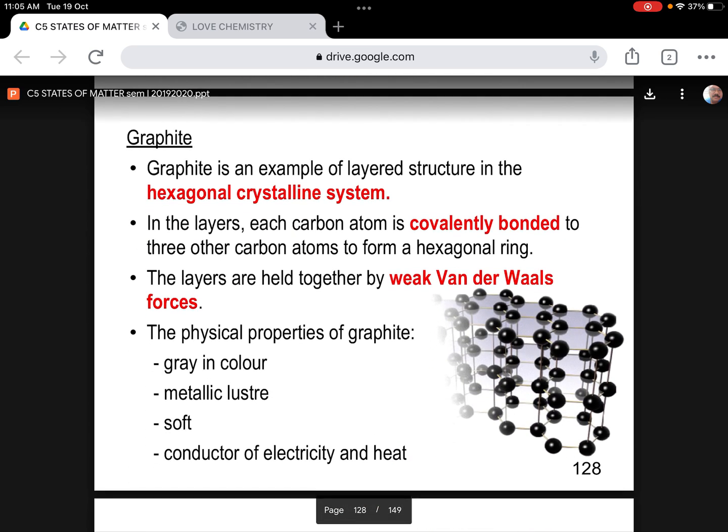Graphite is an example of a layered structure in a hexagonal crystalline system. In the layers, each carbon atom is covalently bonded to 3 carbon atoms to form a hexagonal ring. The layers are held together by weak van der Waals forces. Physical properties of graphite: gray in color, metallic luster, soft, conductor of electricity and heat.